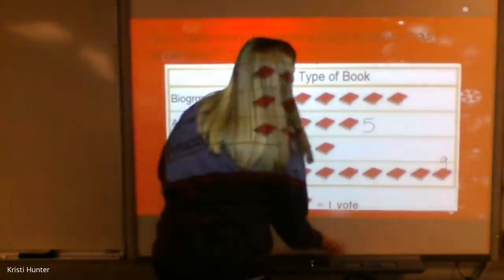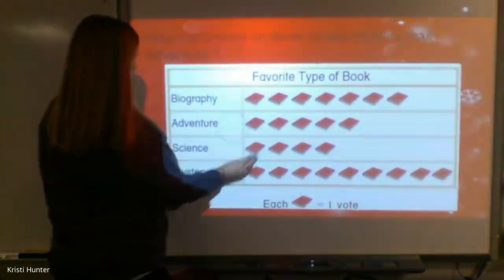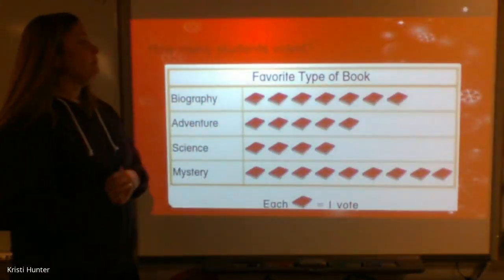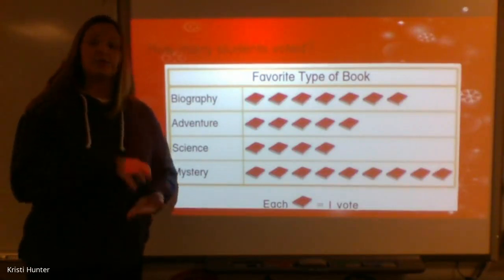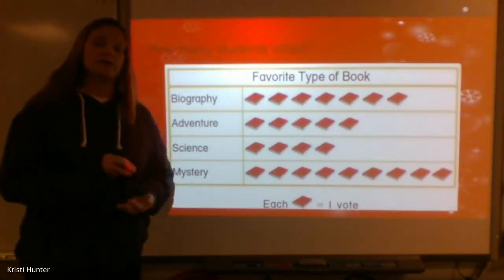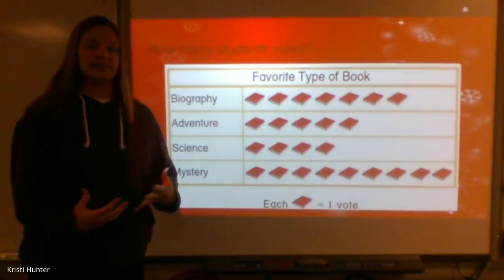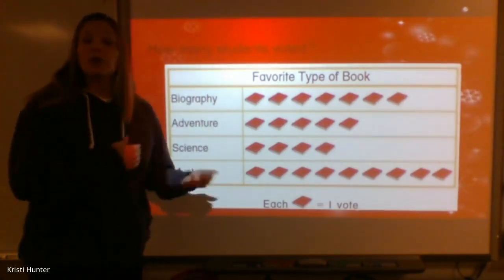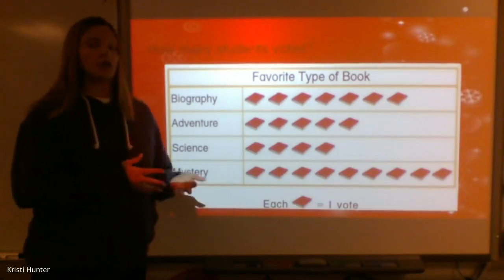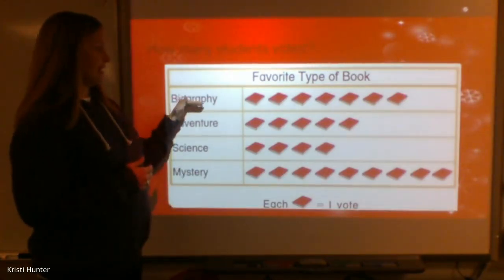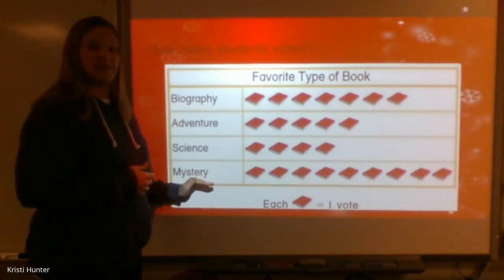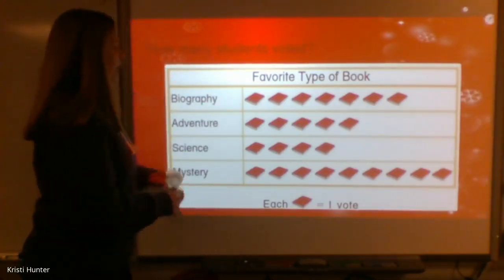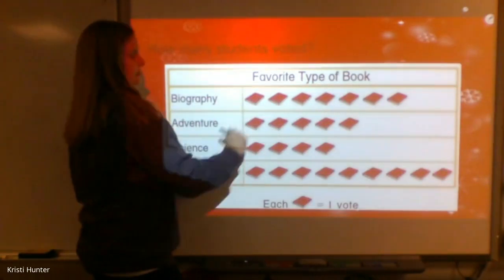Okay, let's take a look at another problem type on this graph. How many students voted? Remember, yesterday when we worked our bar graph, the way we did this is we just took all of the totals and added them up. We're going to do the same thing on the picture graph today. So we need to find out how many like each of these, and then we're just going to add up those numbers. So let's see, how many students picked biography?